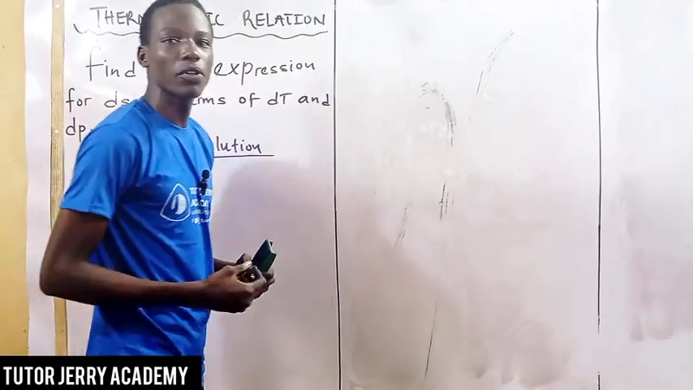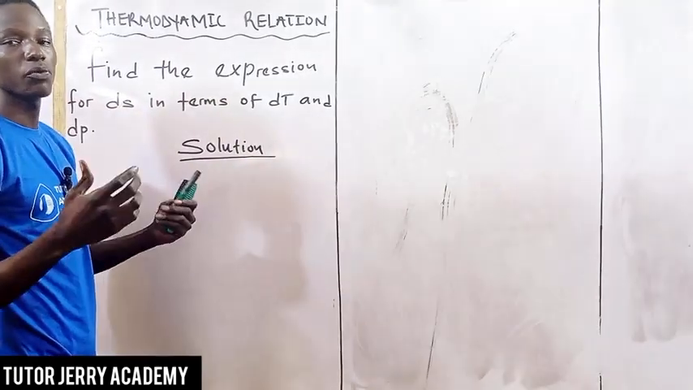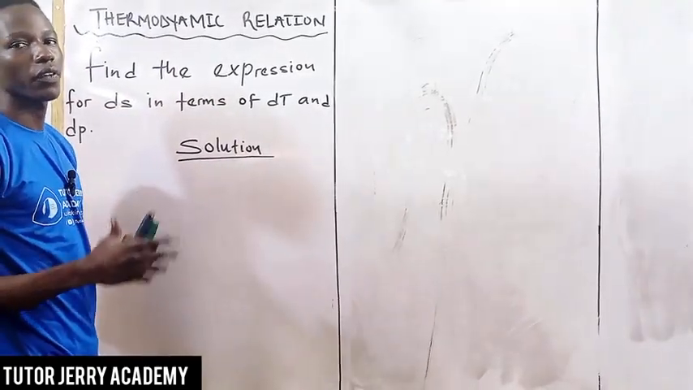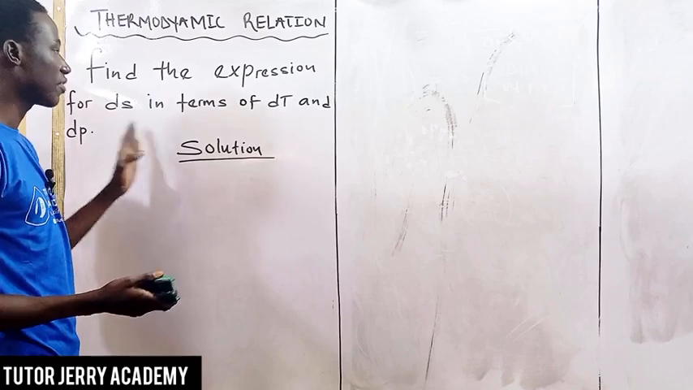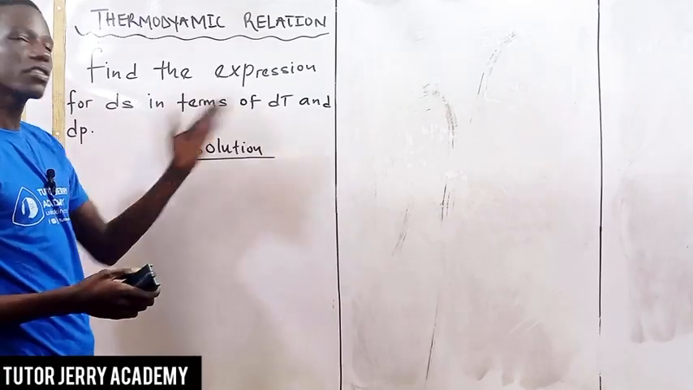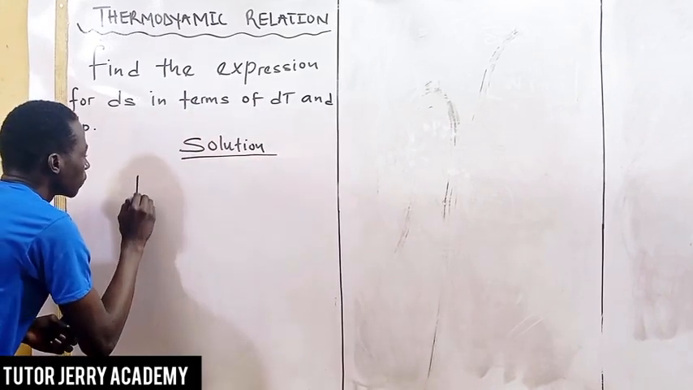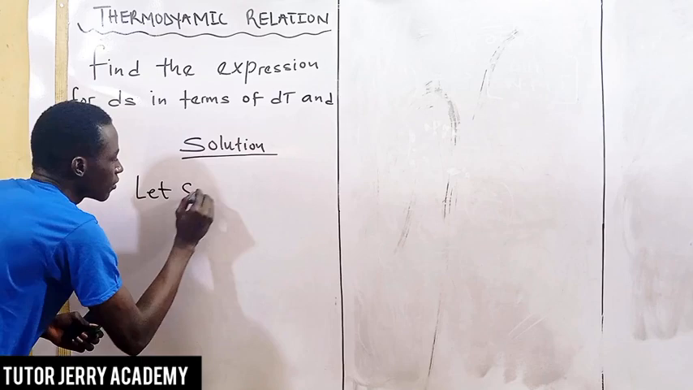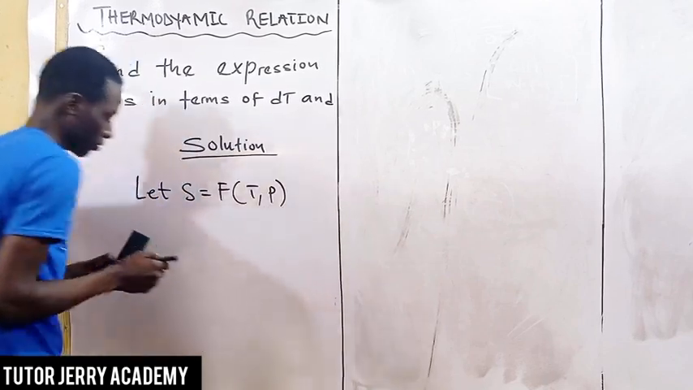First, we are going to let S, which is entropy, be a function of temperature and pressure, because we are asked to express dS in terms of the change in temperature and change in pressure. So we will let S be a function of temperature and pressure.